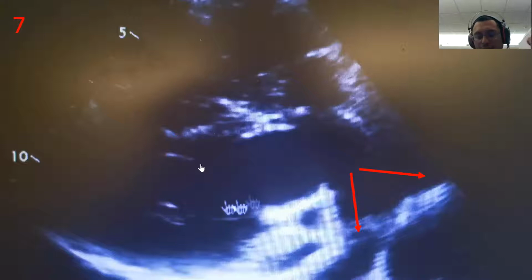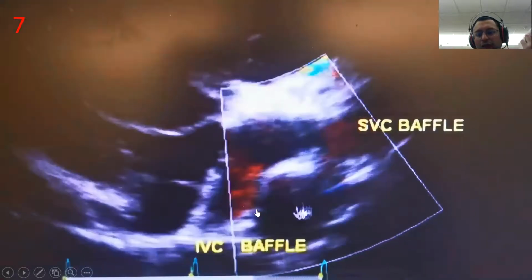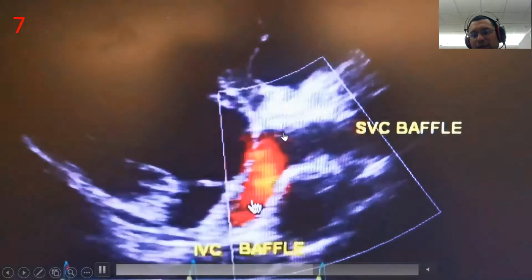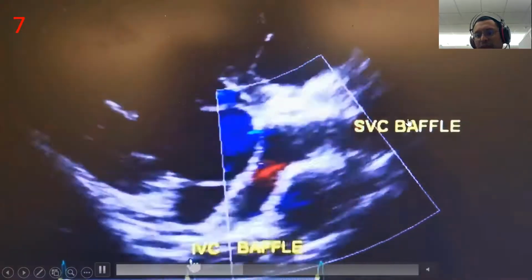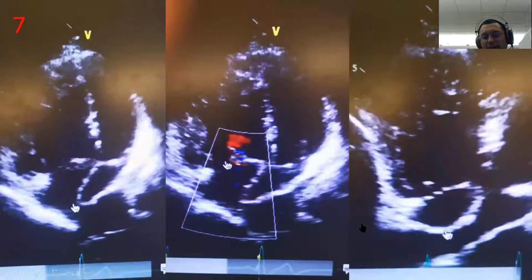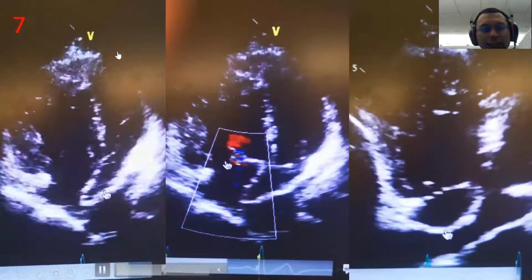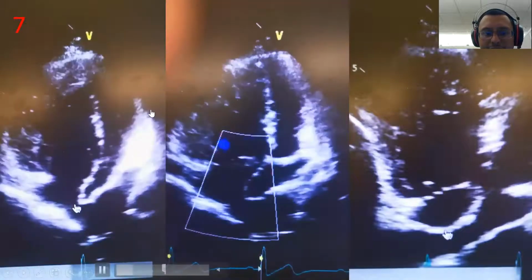So if you look at the back here, okay, I'll just show you. Okay, so this is an SVC and IVC baffle. So this is actually bringing blood from the right side of the heart into the left side of the heart. So I'll show you back. This is better. Okay, this is better. Look at this, ceiling. So look at this example.